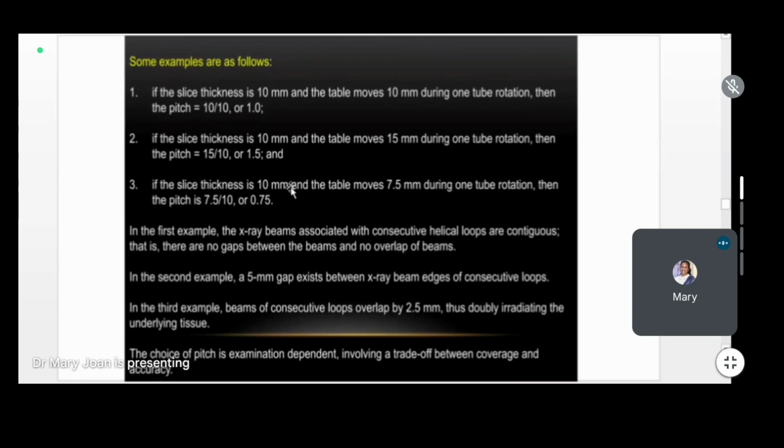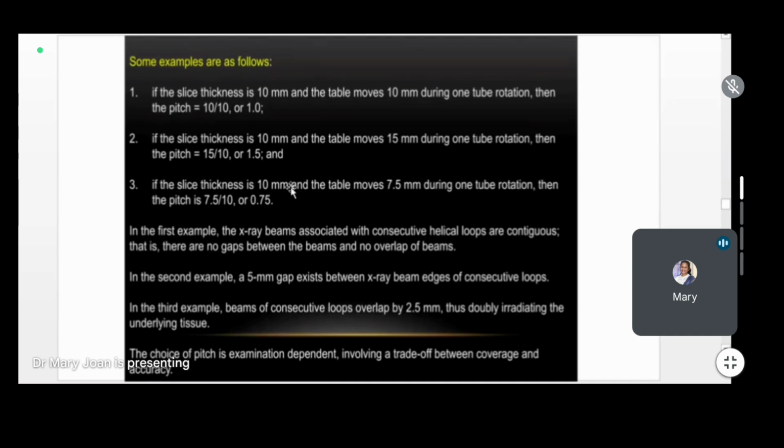Okay. So the calculation you understood: different calculations for different table movements, tube rotation, and slice thicknesses. So what is the meaning of saying that the pitch is 1? That is what is in the first example. The X-ray beams associated with consecutive helical loops are contiguous, meaning there is no gap between the beams and no overlap of beams. It is one adjacent to the next, like that the X-ray beams are going.